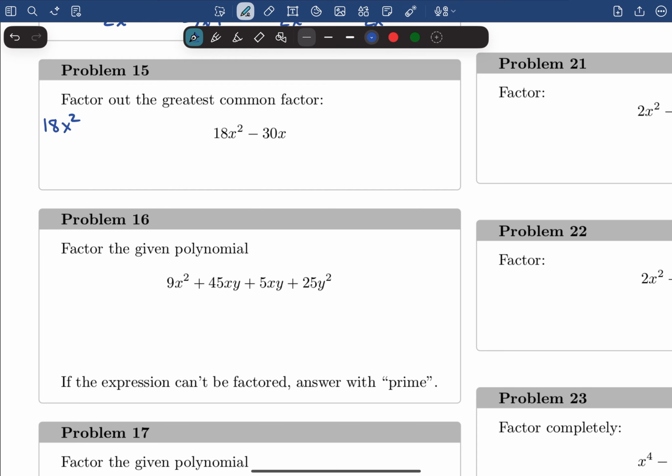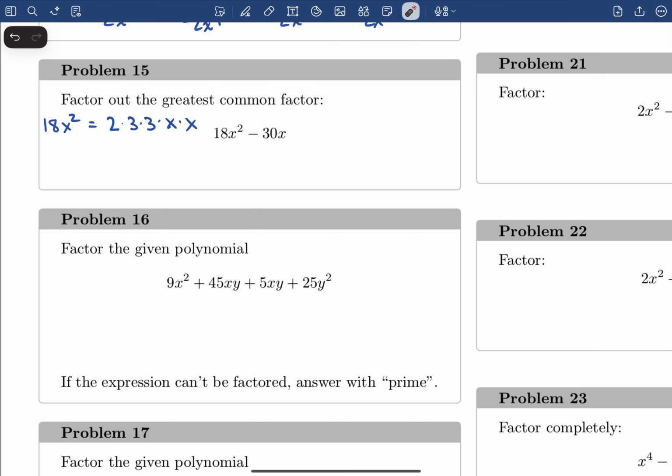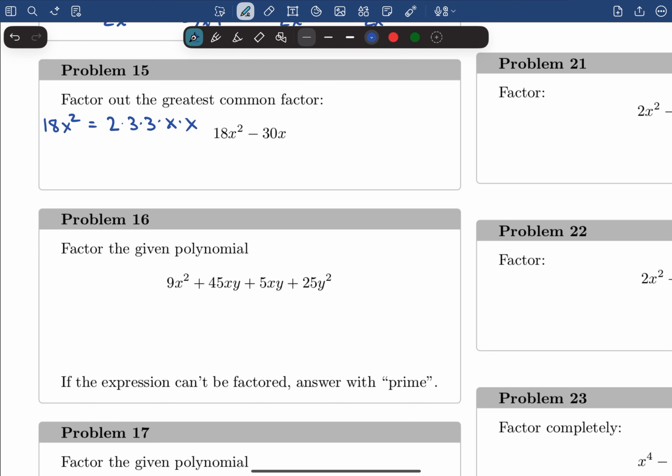Like, take the first term, 18x squared, and break it down into its prime factors, right? 18 is 2 times 9, but 9 is 3 times 3. And then x squared is x times x. So I can break 18x squared into 2 times 3 times 3 times x times x. Now I'm going to look at the 30x and do the same approach. 30x. Well, what does that equal? Well, 30x is 3 times 10, but 10 is 2 times 5, okay? And then that's times 1x.